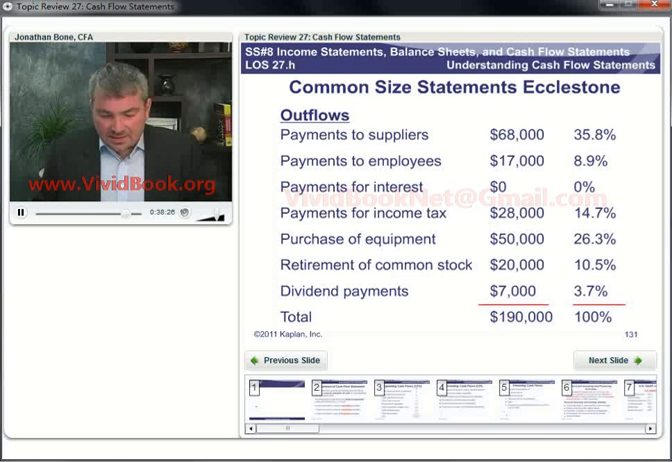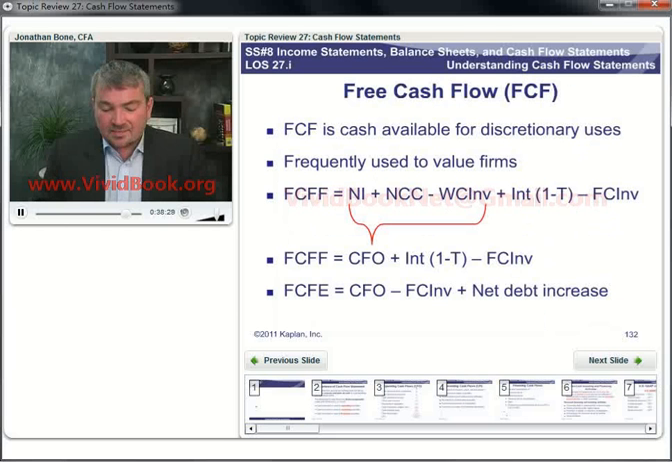Our next learning outcome says calculate and interpret free cash flows and also performance coverage ratios. So free cash flow is the cash available for discretionary uses. We normally therefore say investing in the firm, i.e. capital expenditure, is non-discretionary. So it's the cash flow after capital expenditure that could be distributed to the providers of the finance. And of course, it's typically used as a valuation metric in valuing companies.